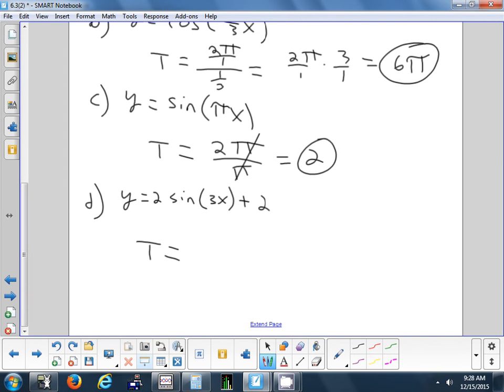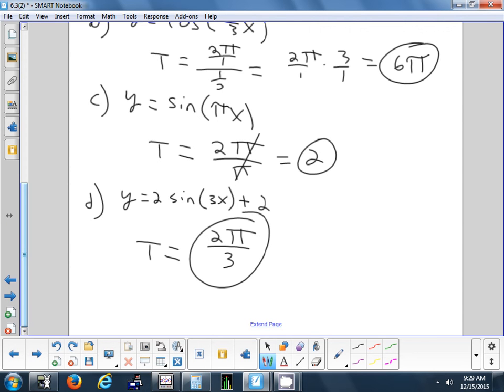And how about the period here? 2 pi over 3. If this was a multiple choice question on the test, I would definitely put 3 as a choice for the period. But 3 is just the denominator. This 2 in front, what's that doing? Vertical change in the amplitude. How about this plus 2 at the end? That's a vertical shift. Neither one of those numbers has anything to do with the period. Just the 3.